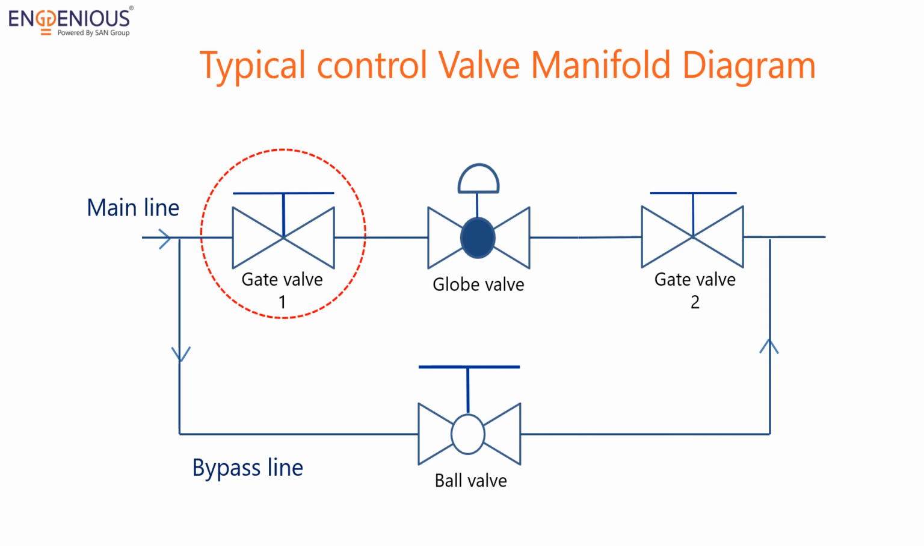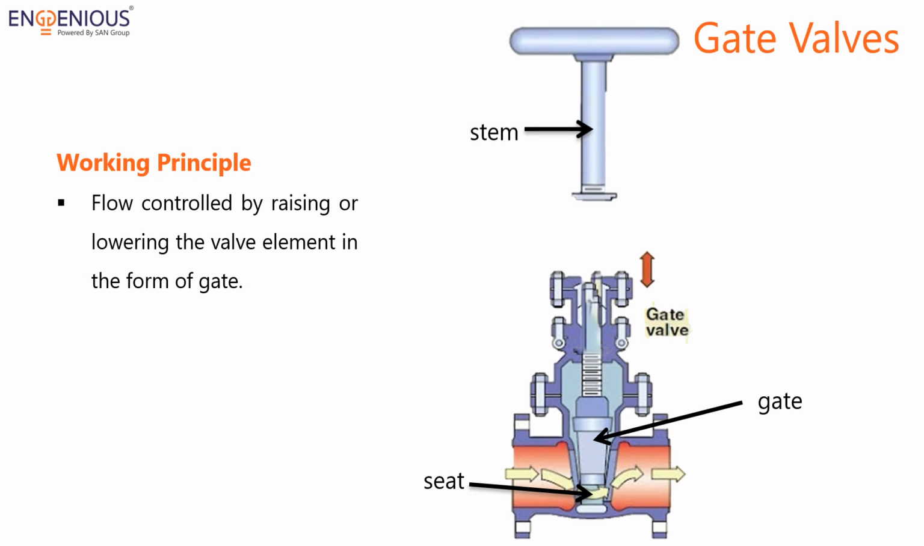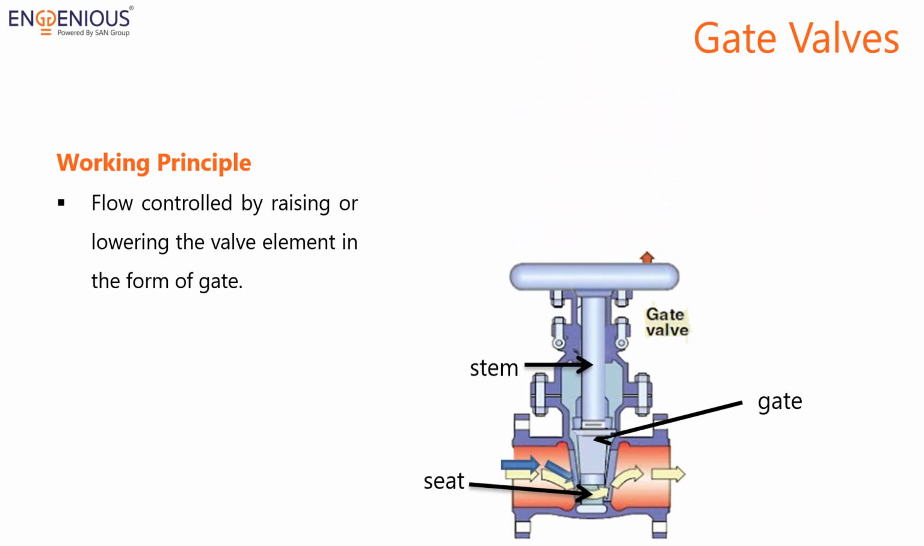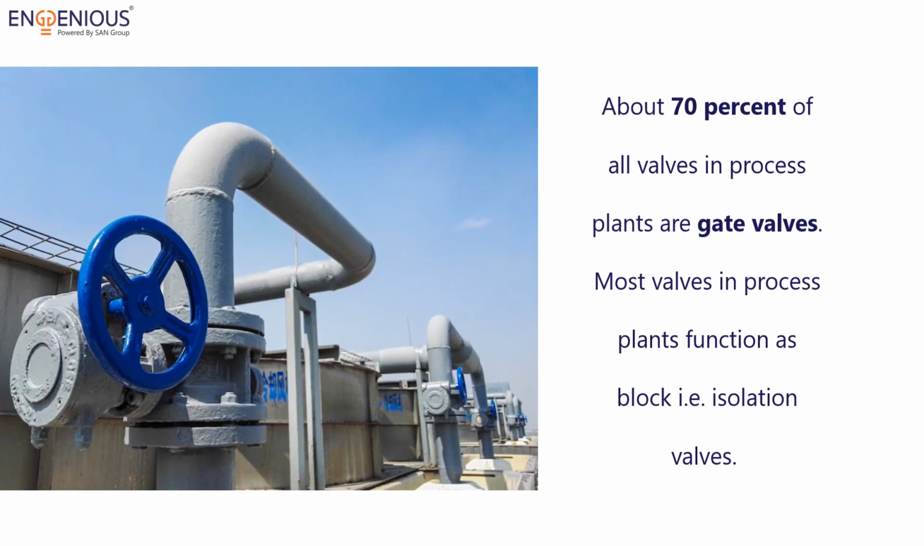Let us find out. In a gate valve, flow is controlled by raising or lowering the valve element, creating a linear motion. Gate valves are not usually used to regulate flow because the valving element can be damaged when in the partially open position. Similarly, they also limit the pressure drop across the valve when fully open. About 70% of all valves in process plants are gate valves.